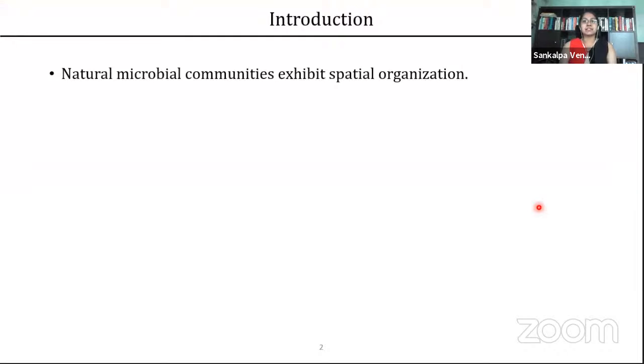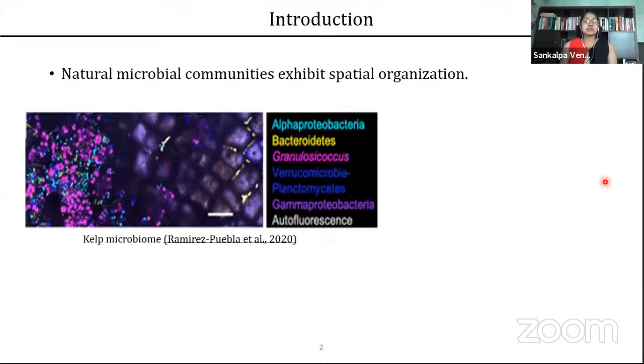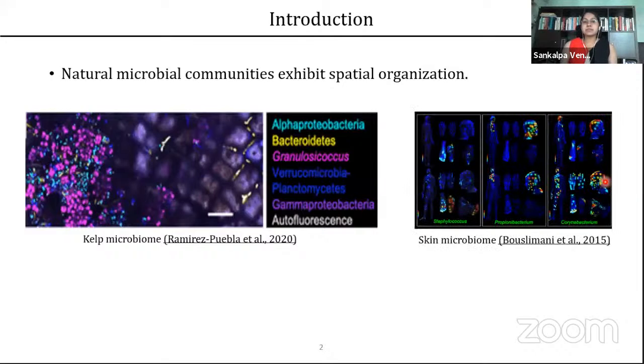Natural microbial communities have been shown to exhibit spatial organization, and it's been seen in soil aggregates in the plant rhizosphere, for example, and we've illustrated this in the kelp microbiome as well as the human skin microbiome here, and this has also been observed in the human gut microbiome and oral microbiome. And all of this evidence points to the fact that it may have some functional implication.